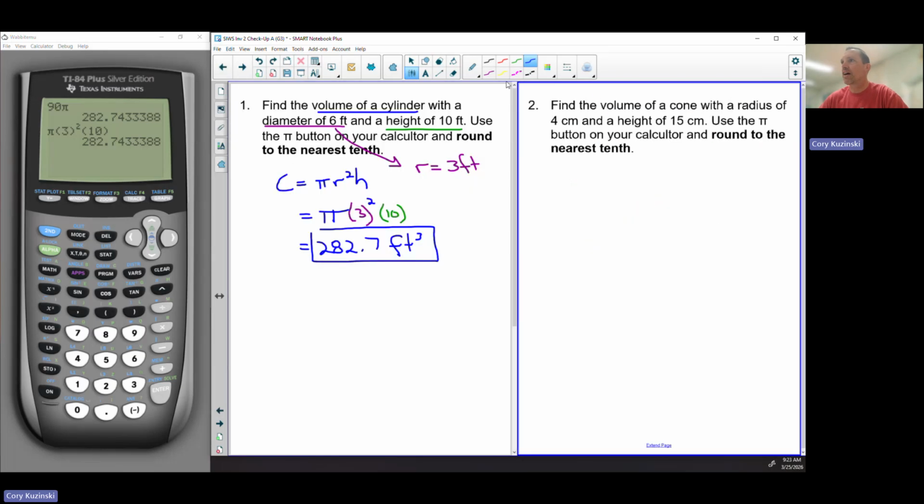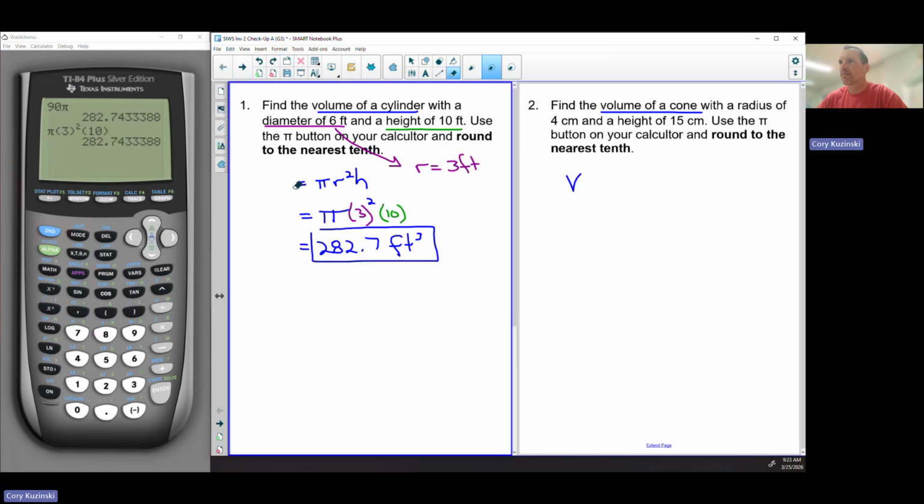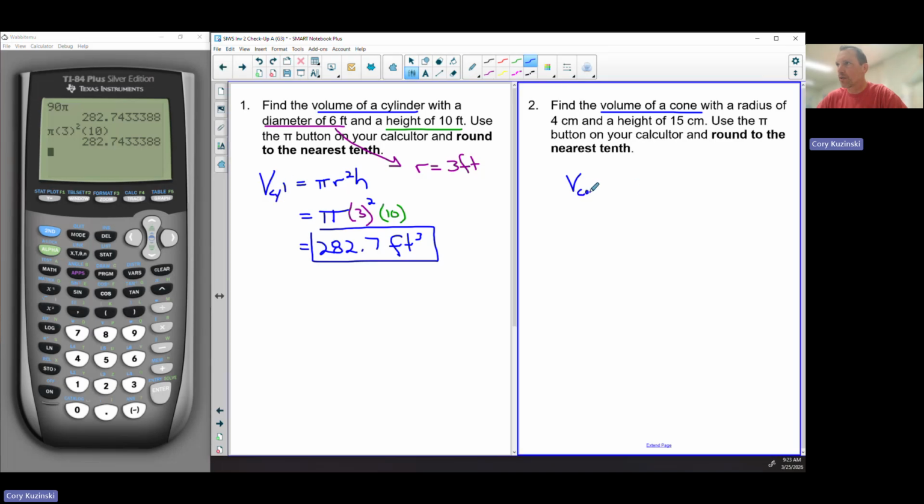All right. Find the volume of a cone. Now we're doing volume of a cone. Why did I write this like this? Let's fix this. We should go volume of a cylinder. How about that? Now, the volume of a cone is a third of a cylinder, 1/3 pi r squared h.